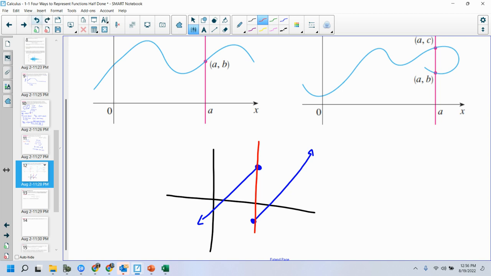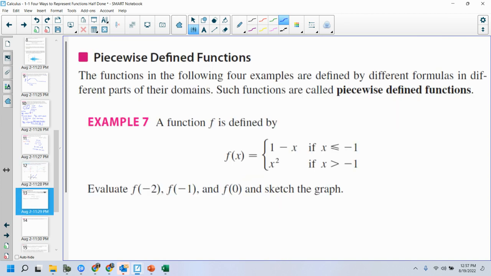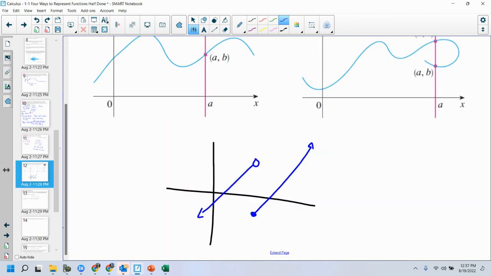Well, okay, let's modify that a little bit. Is it a function now? Yes, because it jumps down here. We got a discontinuity here. Even though it's a discontinuity, it's still a function because every x value still has a y value, only 1 y value. And kind of foreshadowing, that is a piecewise function, right?